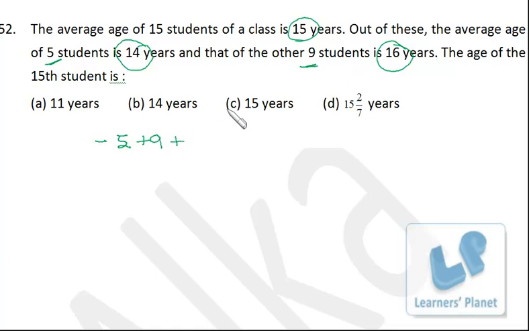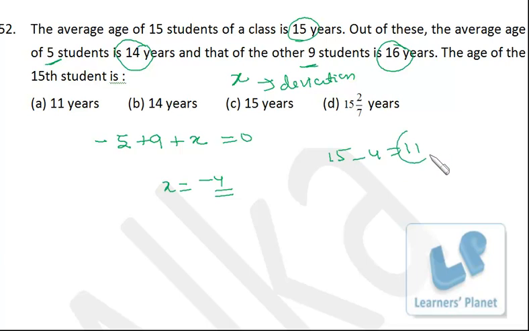Plus for the 15th student, we assume the deviation is x. I am assuming the deviation, not the age but the deviation. Okay, so plus x, and it is equal to 0. So precisely x is equal to minus 4. Right? So deviation is actually minus 4. That means the average age was 15, the deviation is minus 4, so his age is 11 years. Okay, the remaining student, whoever this is, is 11 years old.